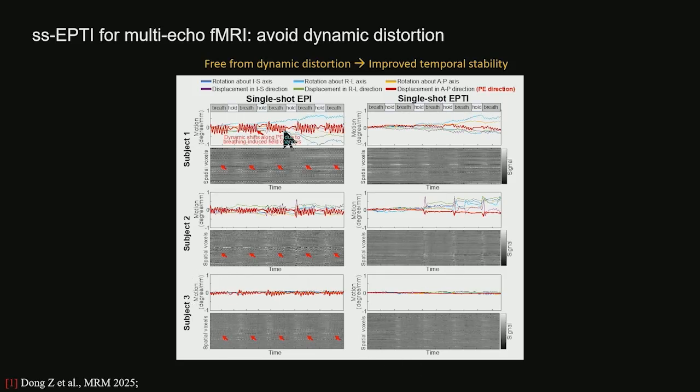And if you look at the motion estimation, this is during paced breathing interleaved with breath hold. You can see the motion parameters in EPI. You can see this apparent motion along the phase encoding direction caused by the respiration-induced field changes, as well as in the carpet plot, the corresponding signal intensity variations that are still there even after motion correction, which are significantly mitigated in the EPTI images.